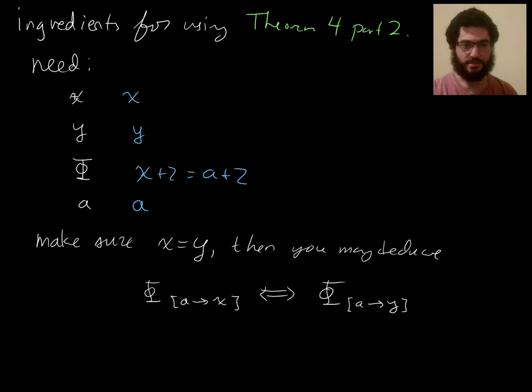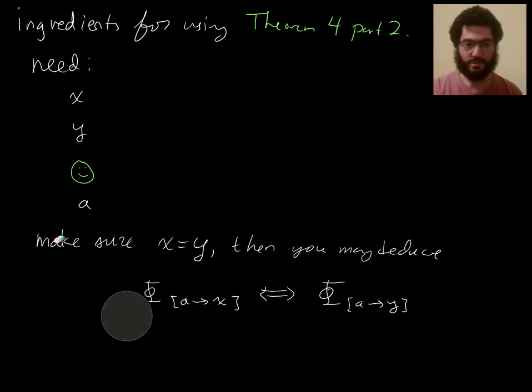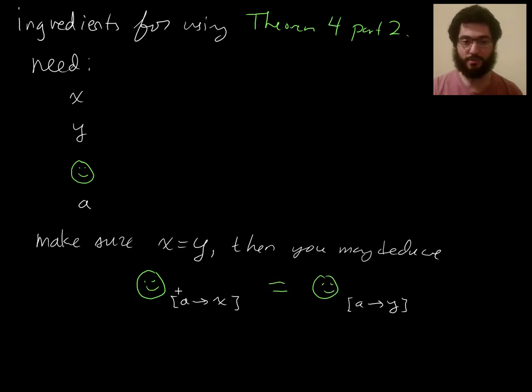And here's what it says. You need an x, you need a y, you need, well, not a proposition, but a term. You need some term. So the placeholder for that is a smiley face. So you need somebody to play the role of the smiley face. Let me get rid of these things here. And then what it tells you, so again, make sure x equals y, then you may deduce that the smiley face with a replaced by x and the smiley face with a replaced by y are equal, and these are now terms. So it makes sense to talk about equality between them.